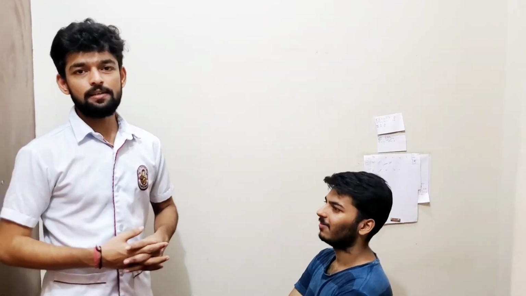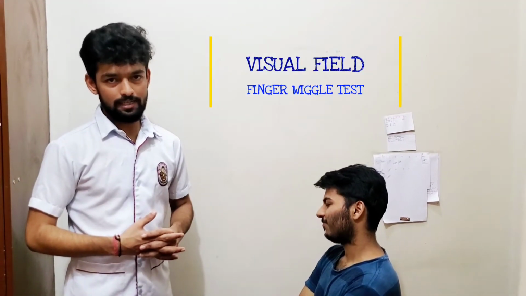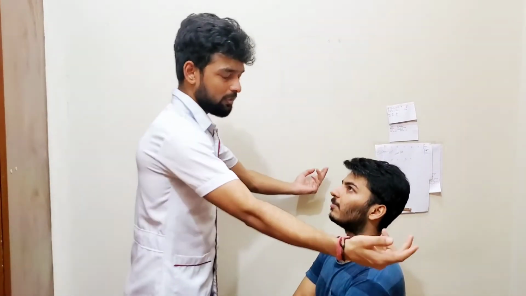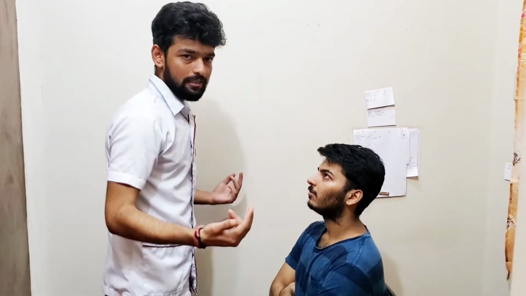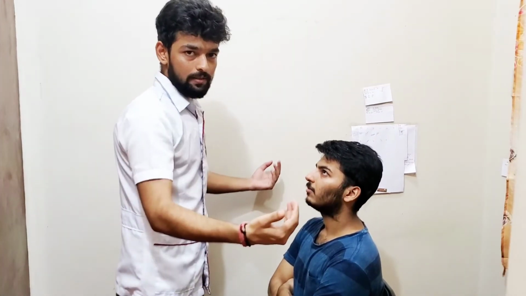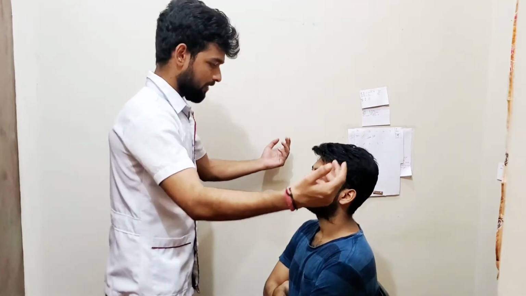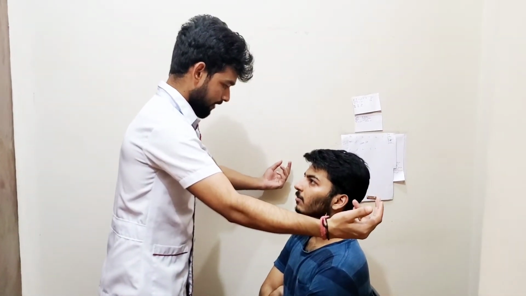Okay. So now we'll repeat the same thing with the other eye. Now we will test the visual field with the help of the finger wiggle test, in which we'll place our hands 2 feet apart to the lateral side of the ear, and then we will move it to the front side, and the patient will tell us when he starts seeing the finger. Okay, let's do it. Just tell me when you start seeing the finger. Okay.